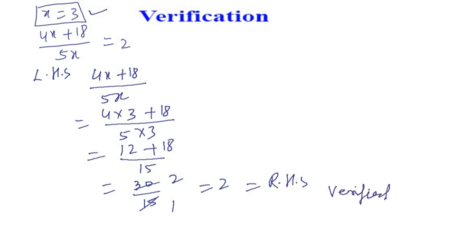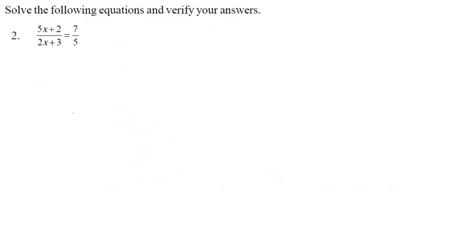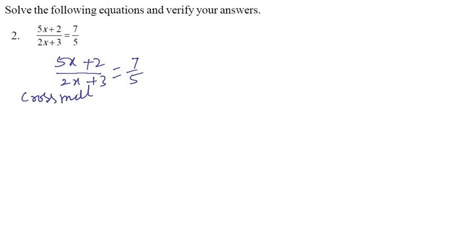So that is the answer. You can do very well. Now come to question number 2. So in this, solve the equation. Now 5x plus 2 upon 2x plus 3 will be equal to 7 upon 5. Do the cross multiplication.